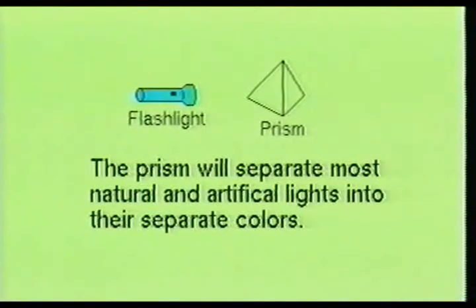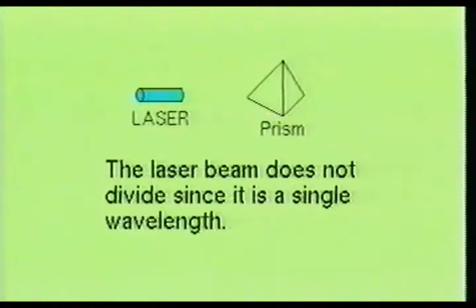To illustrate this, we will use a flashlight and shine it on a crystal prism. As you can see, as the light passes through the prism, it is separated into its various wavelengths. Depending upon the light source used, a rainbow of colors will be seen exiting the crystal prism. When a laser beam is shined on the same crystal prism, the only light exiting the prism will be the frequency of the laser light beam. Since the laser light beam consists of a single wavelength, its light energy cannot be separated.